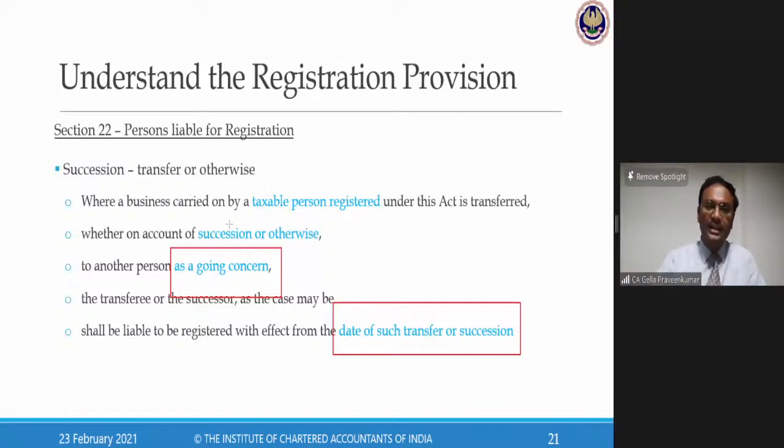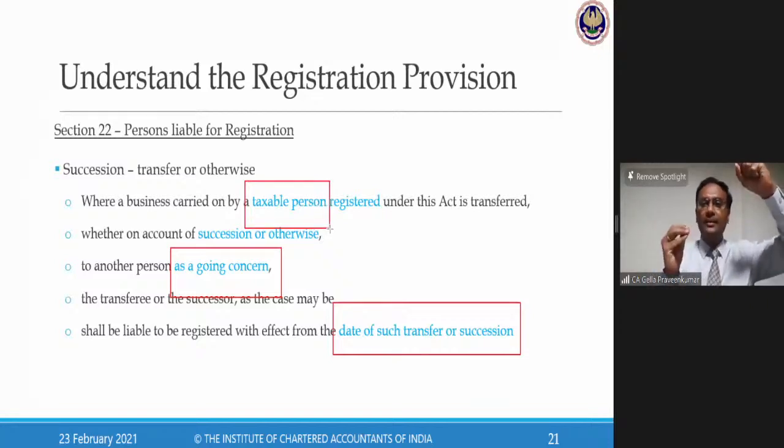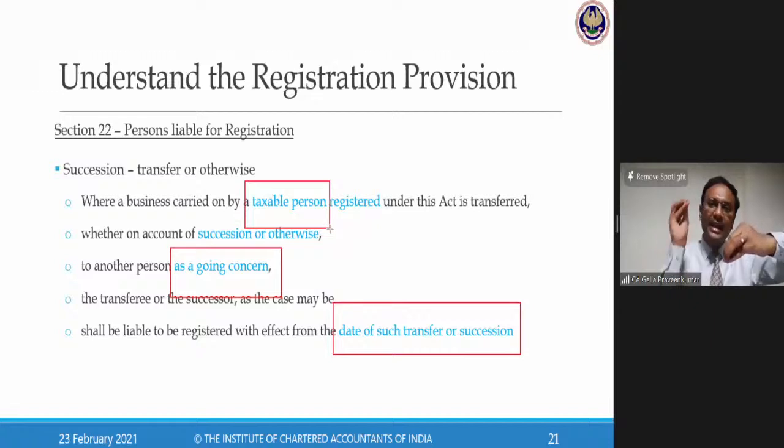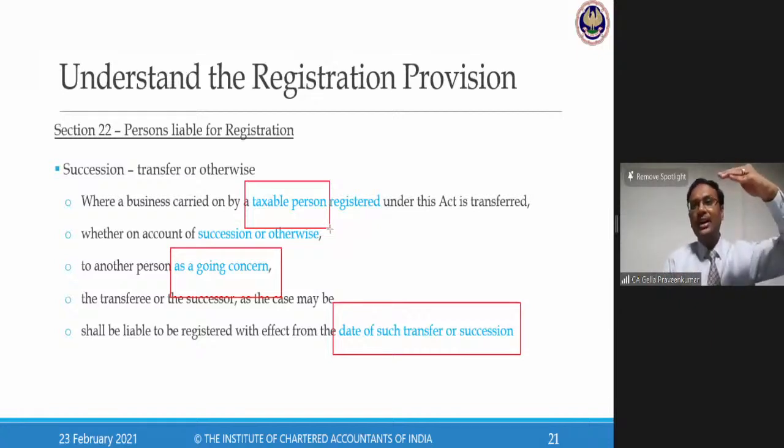From one person to another person. Now, when the transfer happened, there is a transferor, there is a transferee. The person who is giving, the person who is receiving. The person who is giving is a taxable person. If the person who is giving is a taxable person, and he is giving to a transferee, the transferee should get mandatorily registered under GST. Why? Because the transferor is already registered. My transferee has to get registered under GST law.